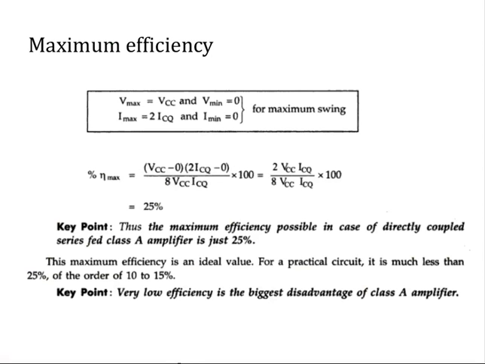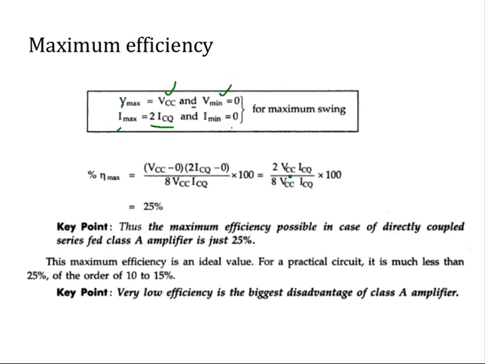So to find the maximum efficiency, if we assume full swing, Vmax will be VCC, as I have just mentioned, and V minimum will be 0. Imax will be 2 ICQ and I minimum will be 0. So if you substitute these values for Vmax, Imax, V minimum and I minimum, (VCC minus 0) into (2 ICQ minus 0) divided by 8 VCC ICQ is the efficiency.